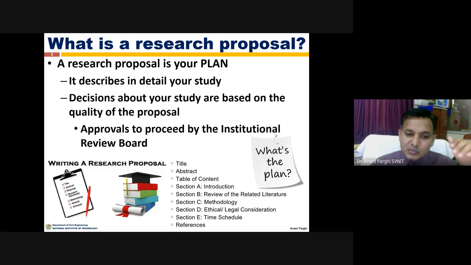So the research proposal includes the title of that particular proposal, and then the abstract. So in the abstract, what you are going to do should be written in 5 to 10 words, or a maximum of 200 words only.